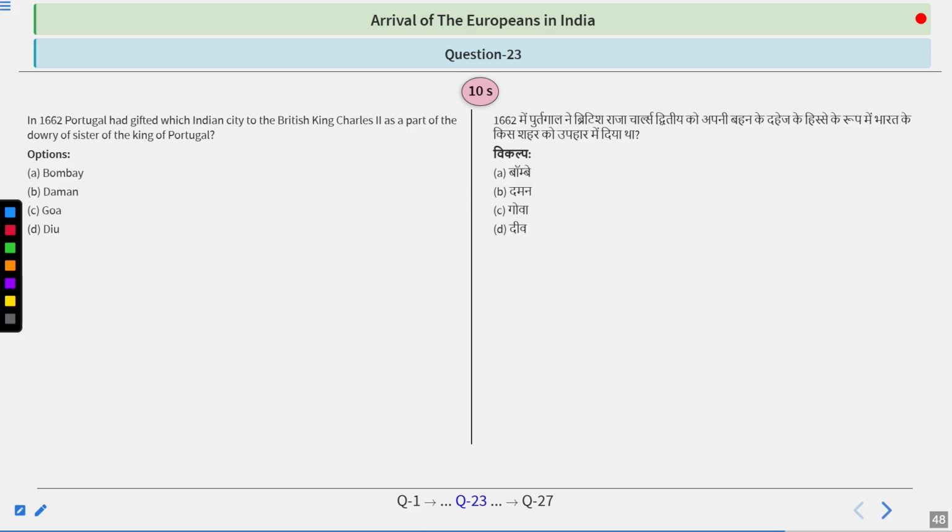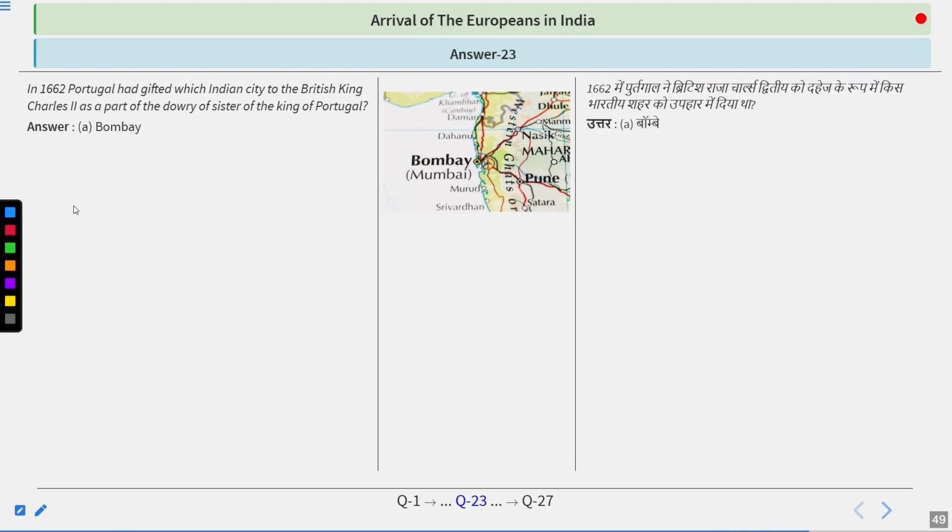In 1662, Portugal gifted which Indian city to the British King Charles II as part of the dowry of the sister of the King of Portugal? Options: Bombay, Daman, Goa or Diu. Try to find out the answer, guys. And I guess you have figured it out. The answer of this question is Bombay.